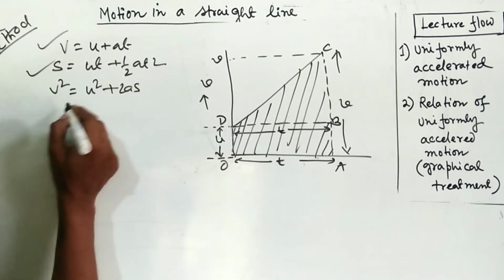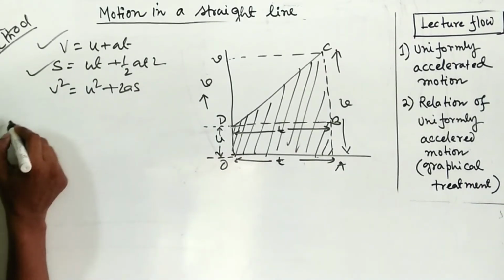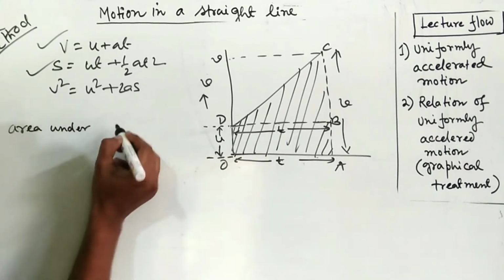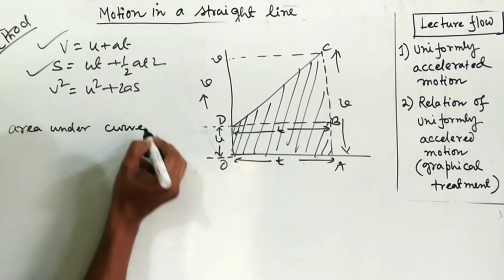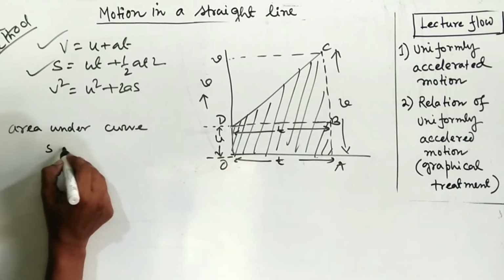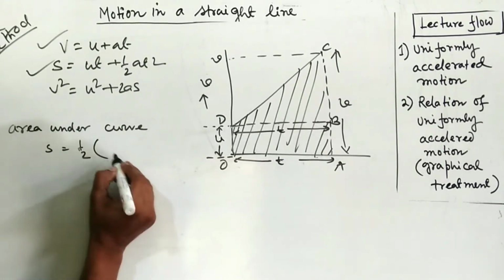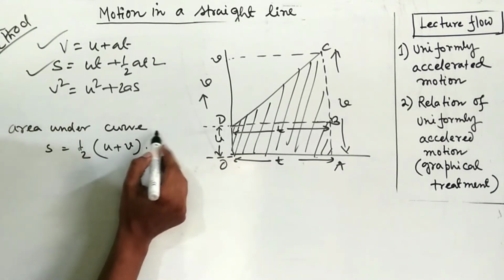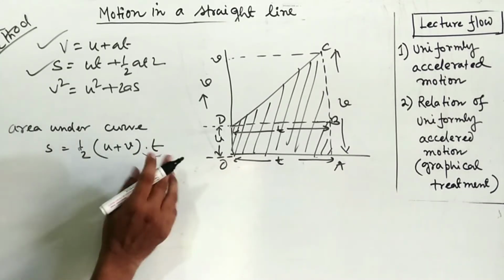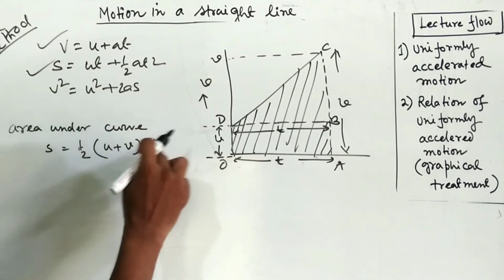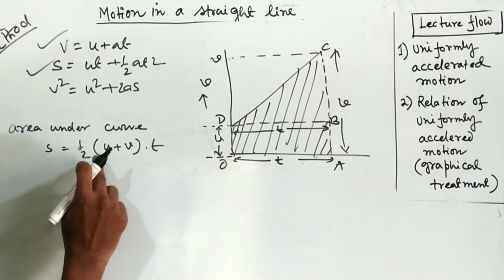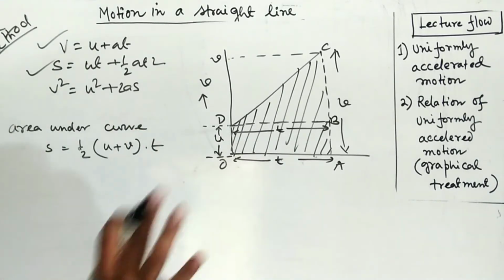Now here also the s term is there. So I can write the area under the curve according to the vt graph. So s is equal to half of the area of the trapezium, u plus v into t. So here is the term containing t. If you eliminate the term containing t by other values u and v, then it will work.